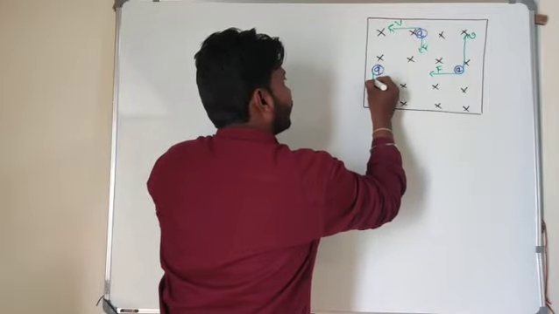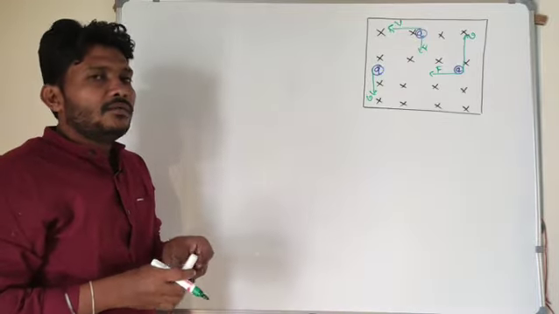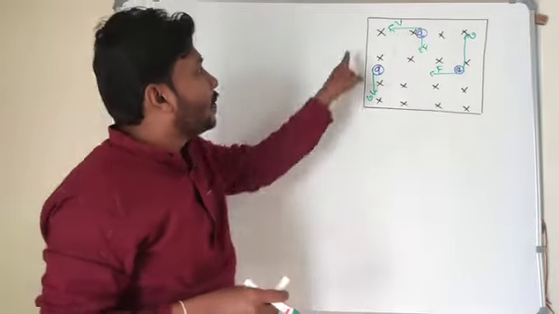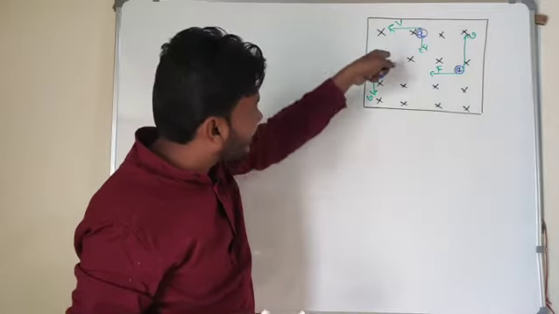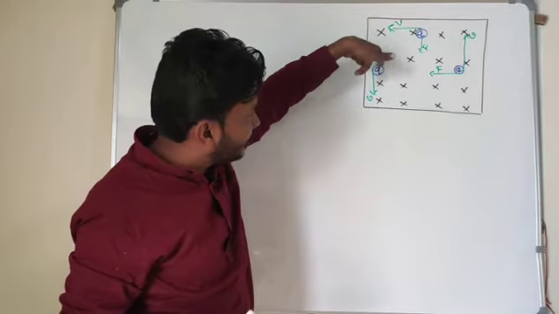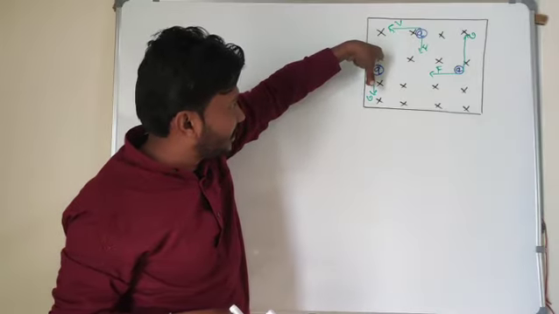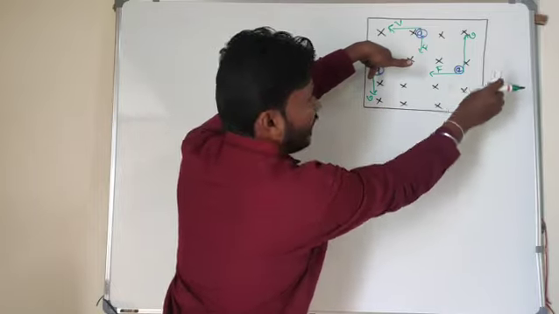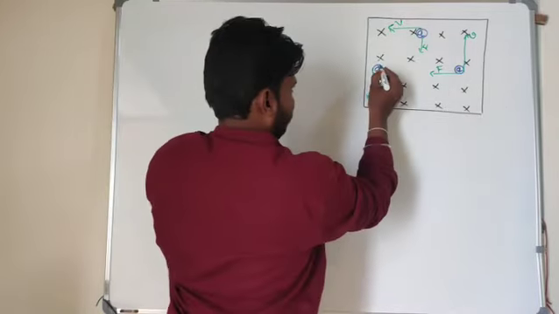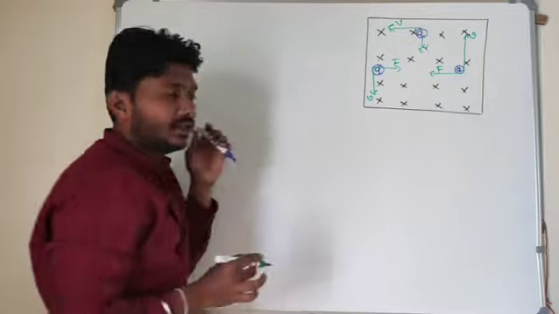This is the direction of the velocity of the charged particle. What is the direction of the magnetic field lines? Magnetic field lines are into the plane. Look here. This is the direction of the magnetic field, this is the direction of velocity, and this will be the direction of the force. For this charged particle, this is the direction of the force.